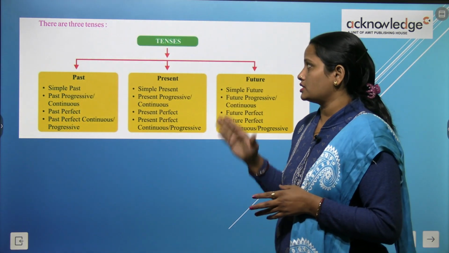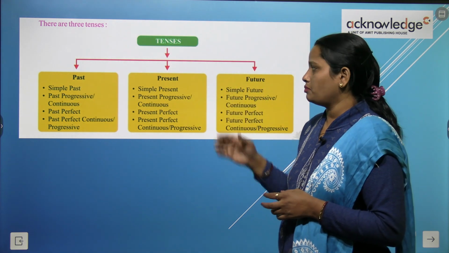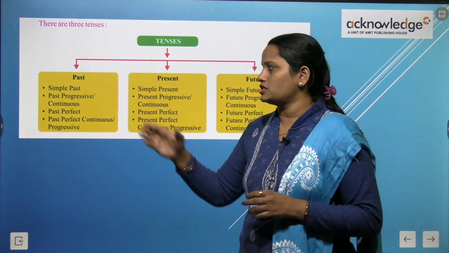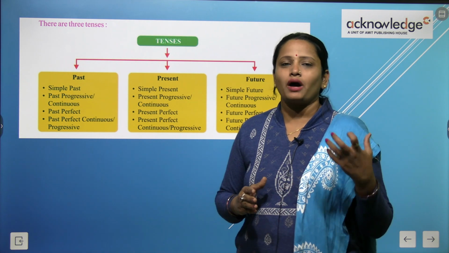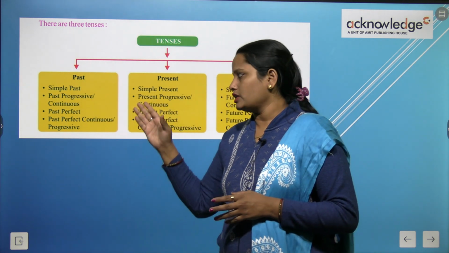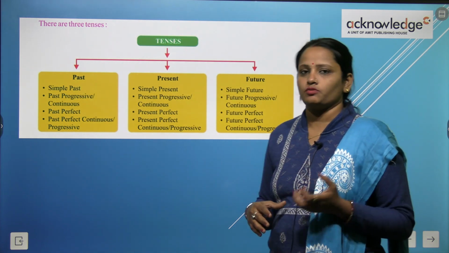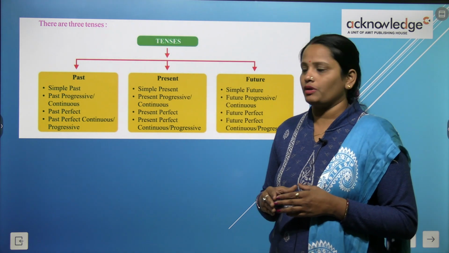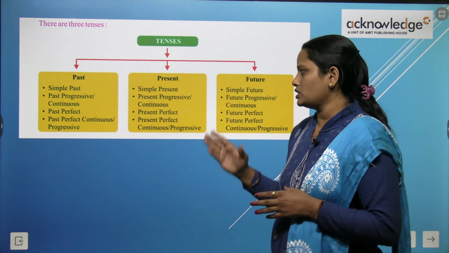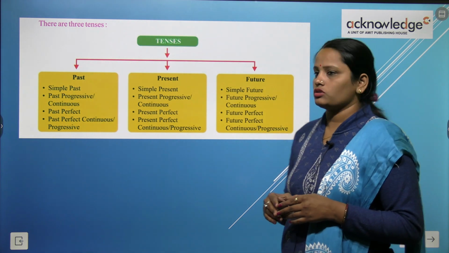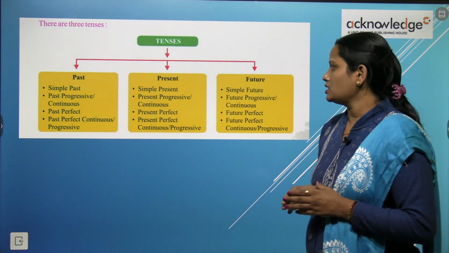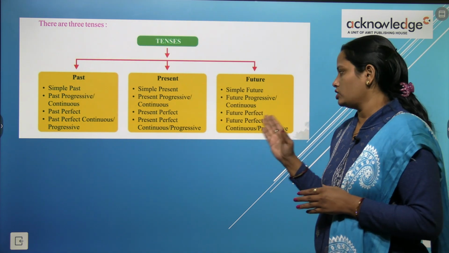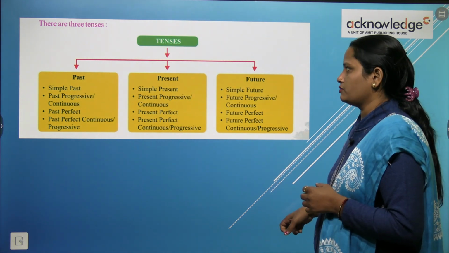Now there are 3 tenses. The first one is past tense, present tense and future tense. So past tense is divided into many parts and that is simple past, past progressive जिसे हम past continuous भी कहते हैं, past perfect tense, past perfect continuous जिसे हम past progressive भी कहते हैं. Now the present is divided into many parts. The first one is simple present, present progressive or continuous, present perfect, present perfect continuous or progressive. The third one is simple future, future progressive or continuous, future perfect, future perfect continuous or progressive tense.